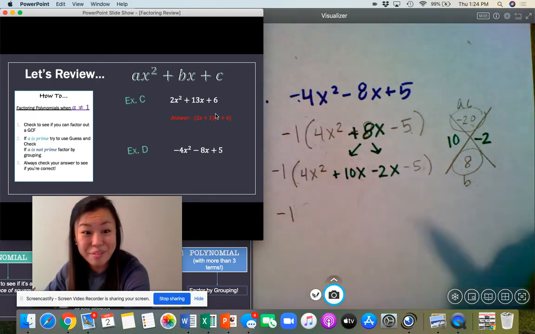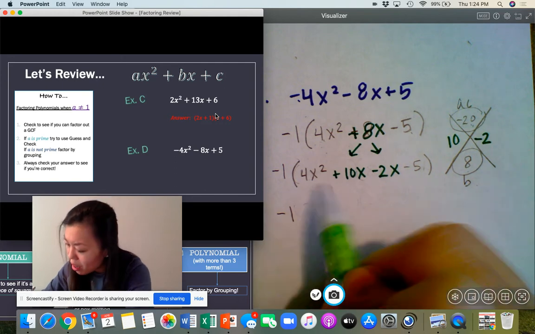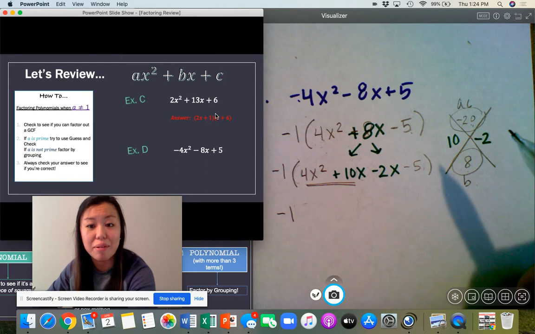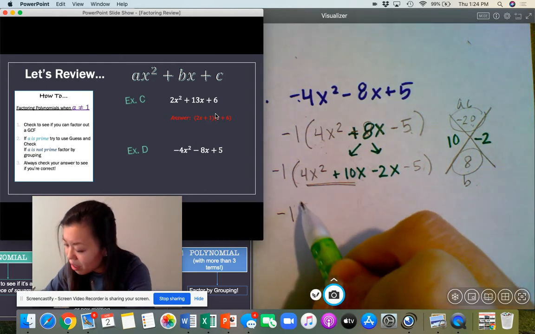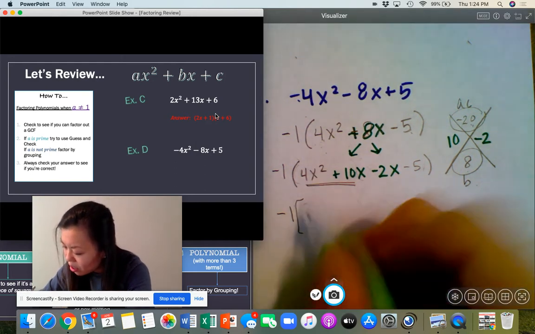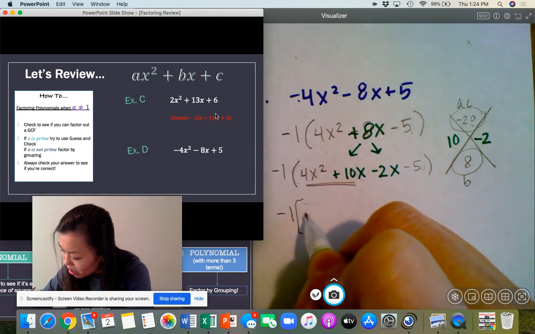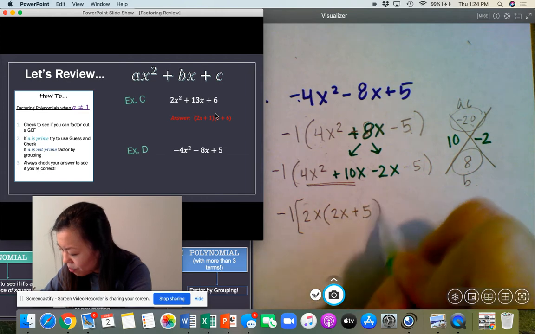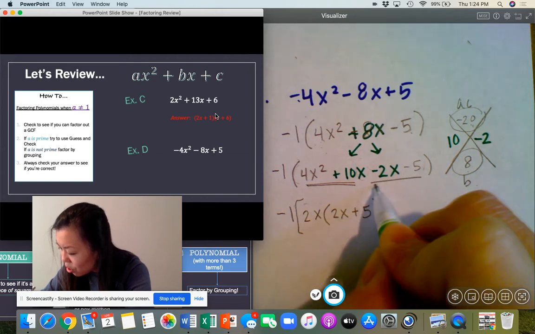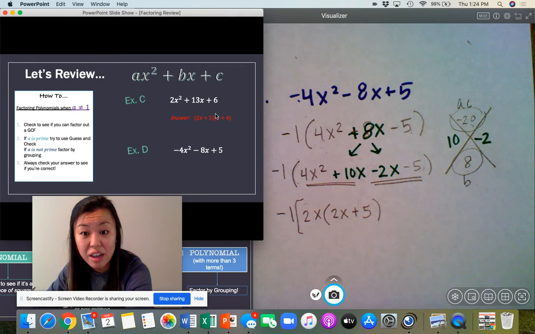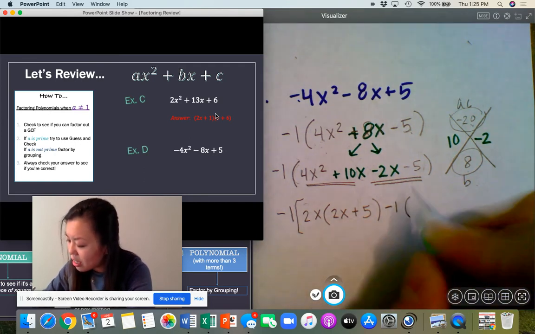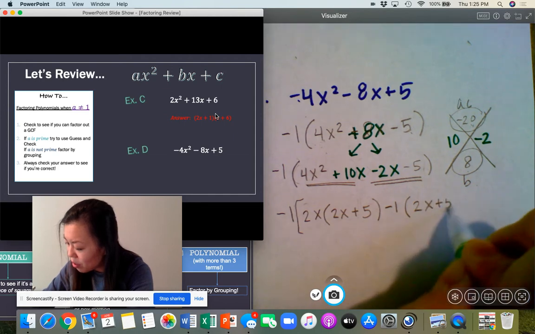Now, let's get to the fun stuff. Now we're going to factor by grouping. My first two terms here, I'm going to look to see if they contain a common factor, a greatest common factor. And in this case, they do. All right, so I'm going to use brackets here. Negative 1 times, in this case, my greatest common factor is 2x. That's going to give me 2x plus 5. Now I'm going to look at these last two terms, negative 2x minus 5, and I can pull out a GCF of negative 1. That's going to give me 2x plus 5.